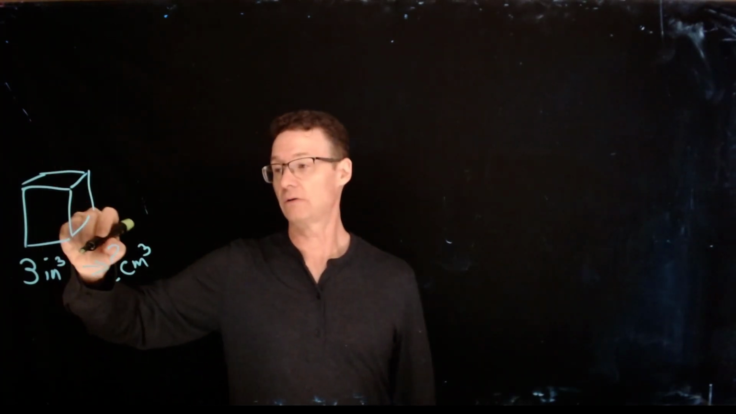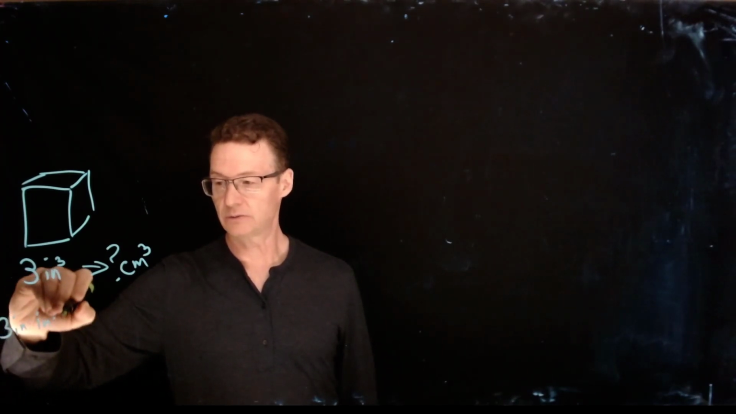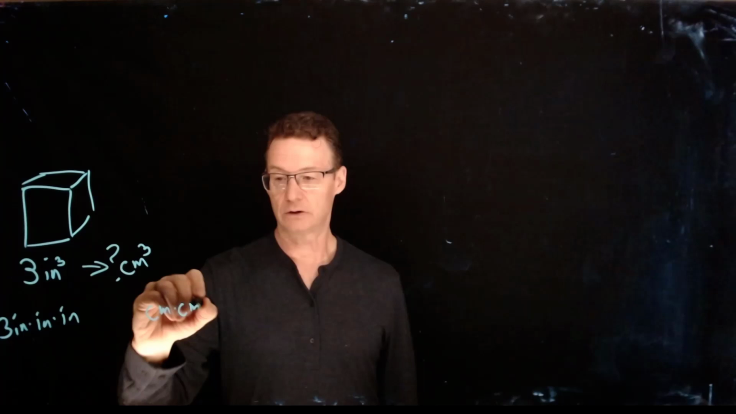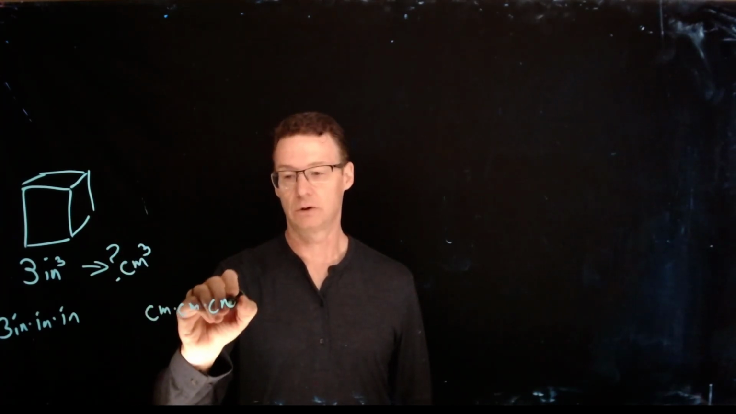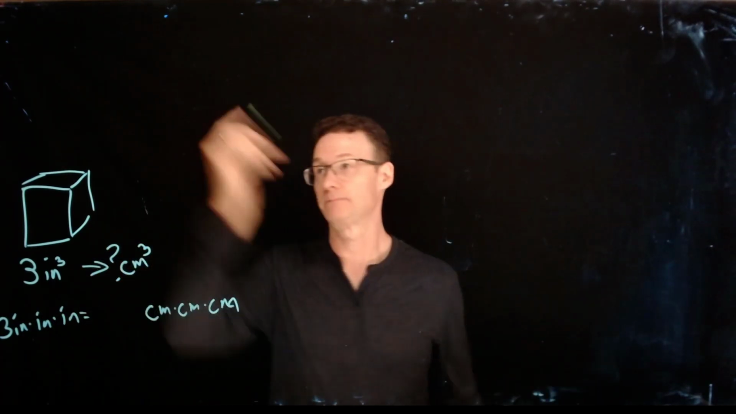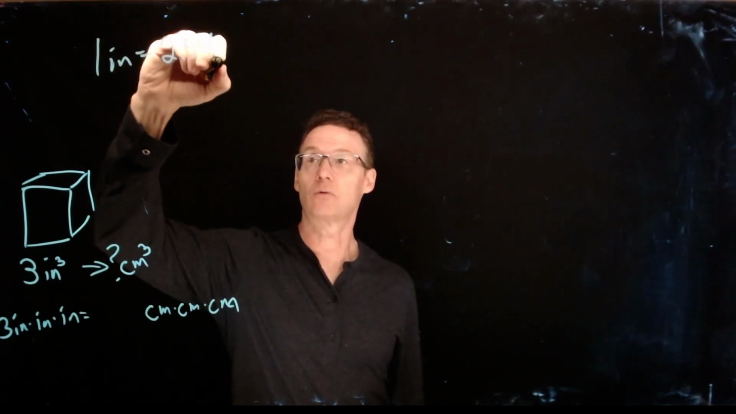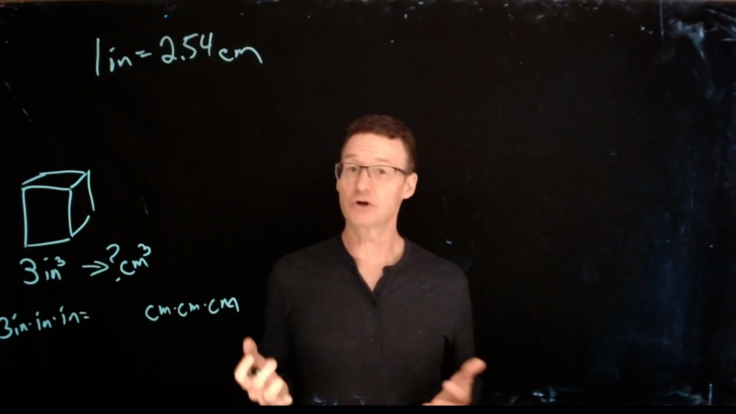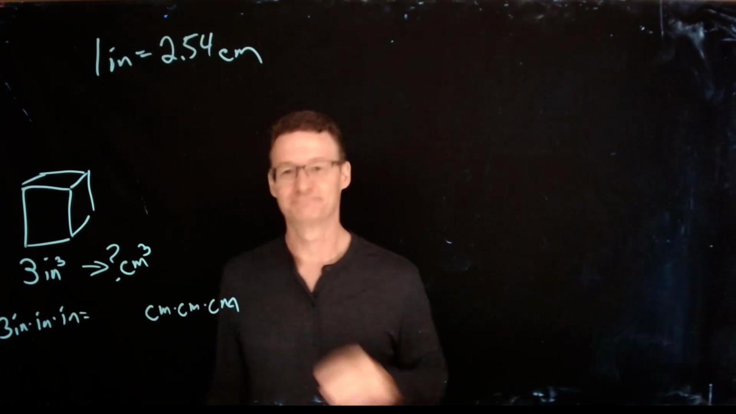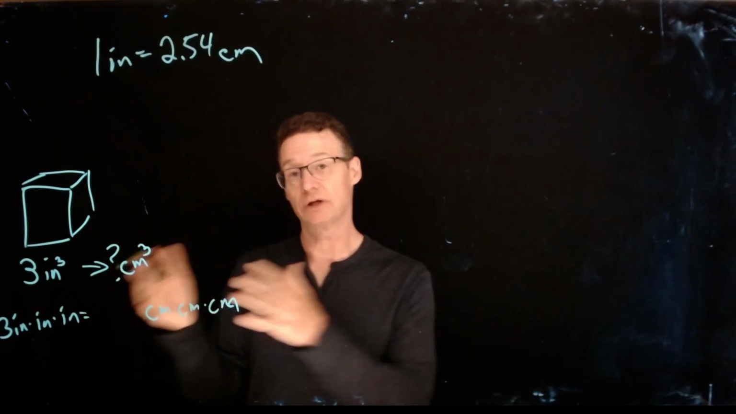What we want to remember, again, is that 3 cubic inches is 3 inches times inches times inches, inches cubed. And we're going to convert that to centimeters times centimeters times centimeters, which is centimeters cubed. So we need a conversion from inches to centimeters, and then we're going to do that 3 times. So 1 inch equals 2.54 centimeters. That's the only conversion we need, because we're converting inches to centimeters. We're just doing it 3 times.